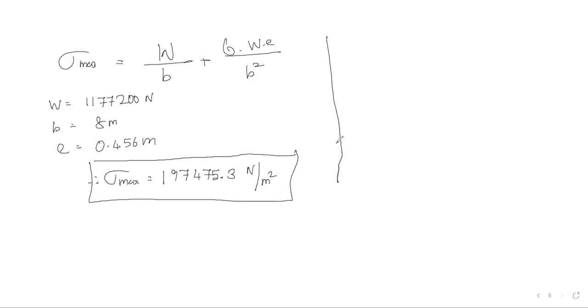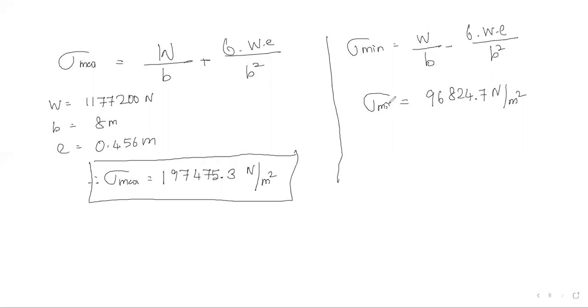Meanwhile, minimum stress sigma minimum is equal to W by B minus 6 into W into E divided by B square. If I substitute this, I can get the value of stress as 96824.7 Newton per meter square. This is the value of sigma minimum. So this is the answer for our first question. Thank you.